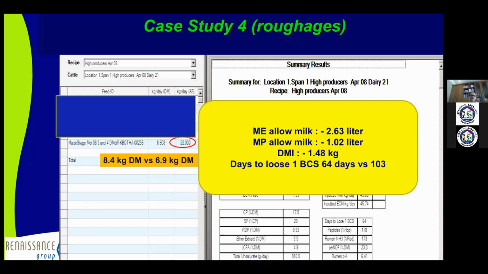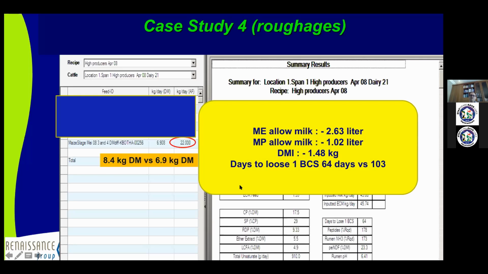And if I put that back into my model, this variance just in moisture of the maize silage indicated that there must be a variance of about 2.6 liters a day, from week to week, if I use those 2 moisture levels from the 2 weeks. By moving from 6.9 to 8.4 kilograms dry matter of silage, you also decrease the dry matter intake because it's more bulky, more fibrous, by almost 1.5 kilograms of dry matter per cow per day.